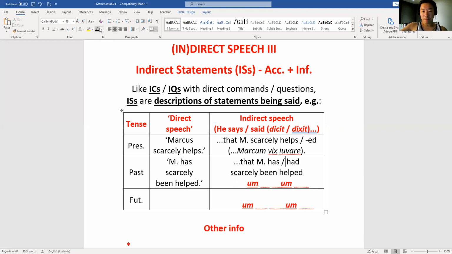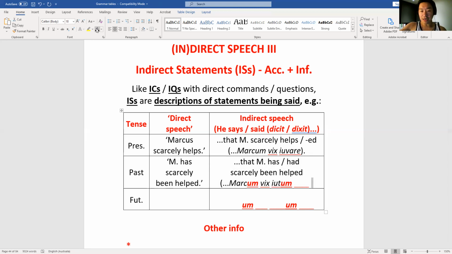So with this one, again, says that he has. So that would kind of be like primary sequence. Said that he had. That would kind of be like secondary sequence. But to reiterate what I've been saying, you don't need any subjunctives. They are just infinitives for that verb. So again, dicit or dixit, that Marcus, accusative, Marcum, scarcely is helped again. And now we have a perfect passive infinitive. So that's the PPP plus esse.